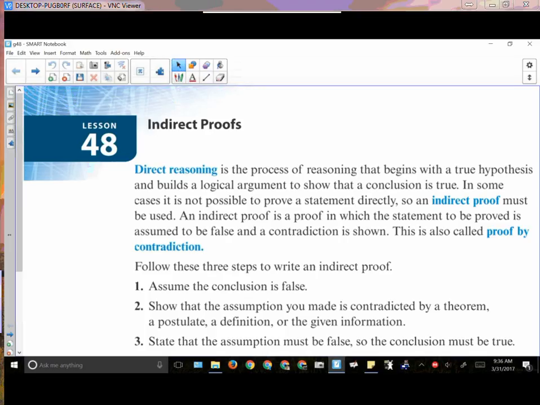Okay, so the idea with those steps is: assume the conclusion is false. So whatever you're trying to prove, do the opposite. Show the assumption you made is contradicted by a theorem, a postulate, the definition, or the given information. And state that the assumption must be false, so the conclusion must be true.